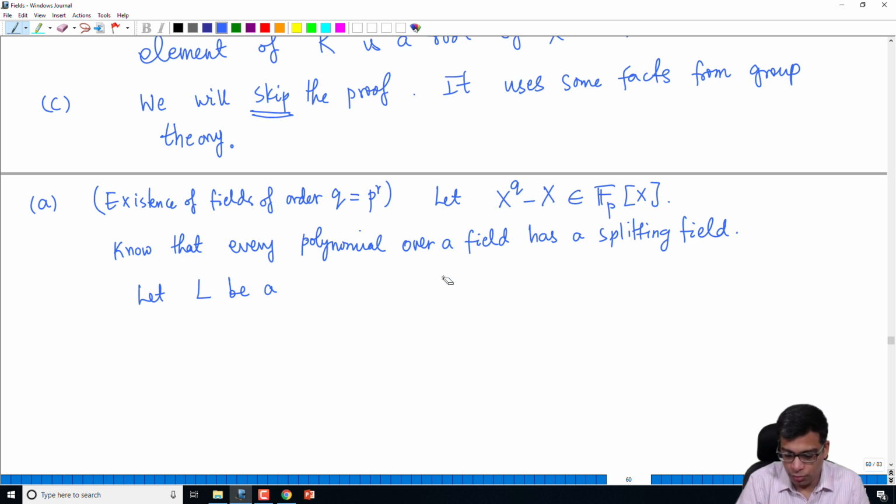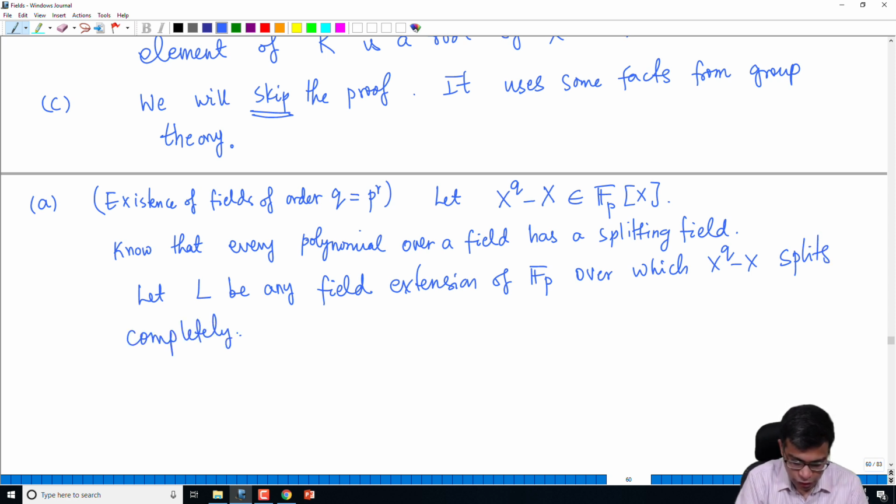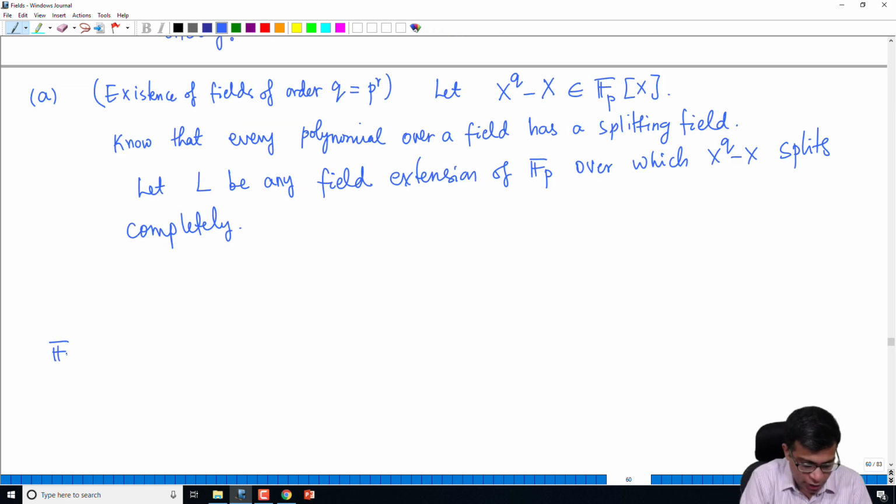We do want to take a splitting field, but I will state it like this so that it becomes slightly easier to understand what I am saying. Let L be any field extension of Fp over which x power q minus x splits completely. So we have such a field. So you have Fp here and some extension exists where x power q minus x splits completely. That means it is a product of linear polynomials.